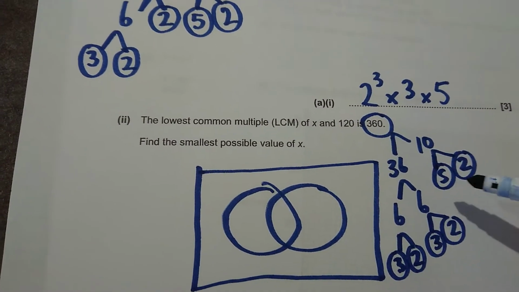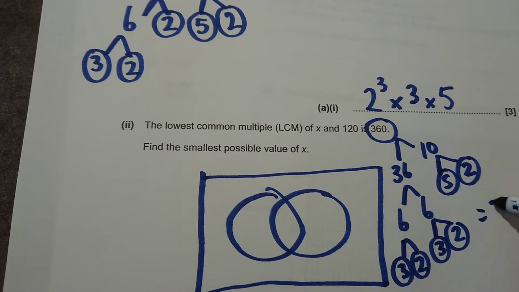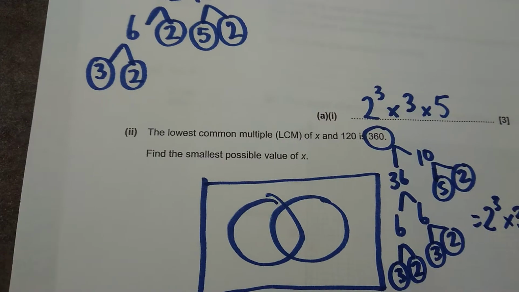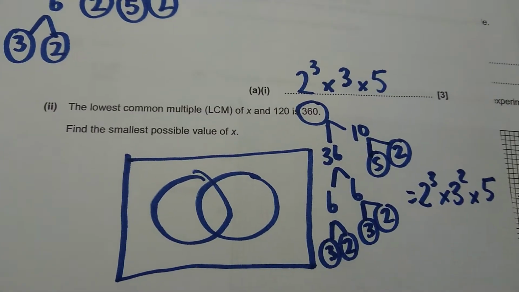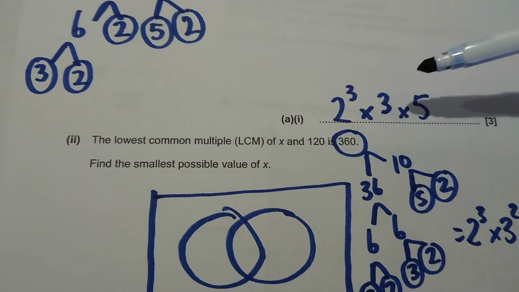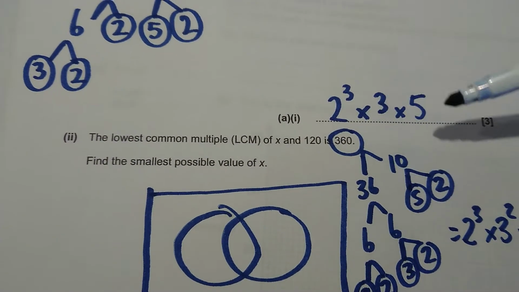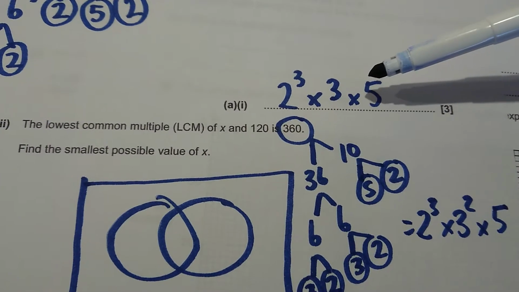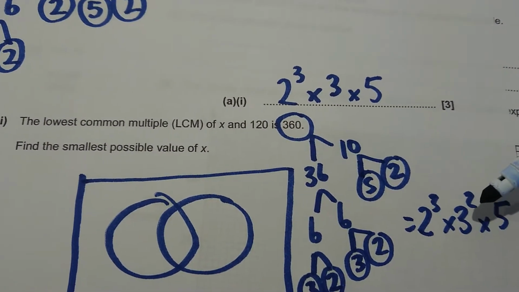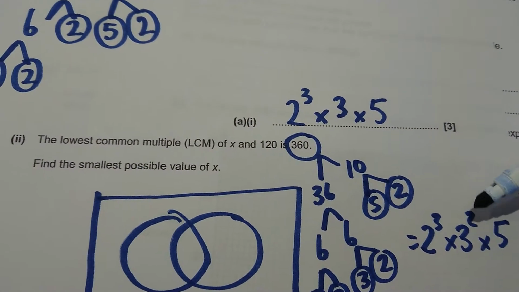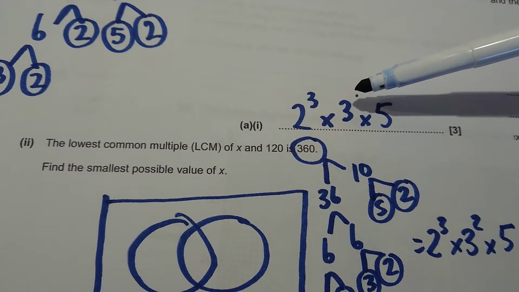So that would be, we've got 1, 2, 3 2's, so 2 to the power of 3, 2 3's, and then times a 5. So we know one of the numbers that goes into this Venn diagram is 120, which is what we worked out up here. So basically, if we have a look at that and see what else we would have had to times it by to get to the LCM, the only thing that we're missing is a 3.